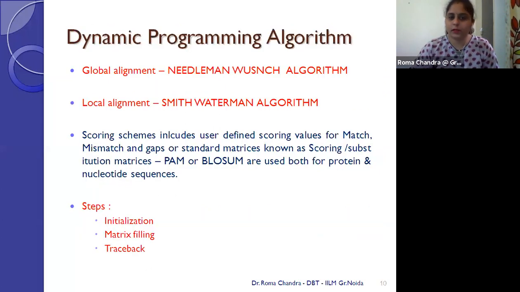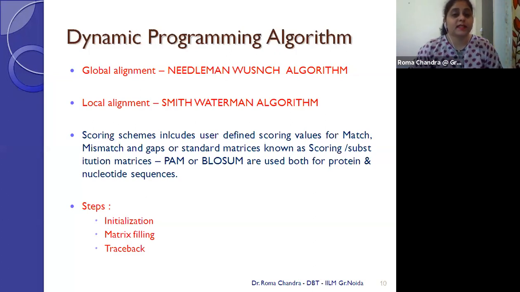Okay. So I told you about the Needleman-Wunsch and the Smith-Waterman, and I also told you that while calculating the alignment score, we will consider the scoring schemes. What I considered in the previous slide was a user-defined scoring scheme where I was just putting up values for matches, mismatches, and gaps. Or I can use the standard scoring substitution matrices like PAM and BLOSUM, the point accepted mutation matrix and the block substitution matrix. Both can be used for the same purpose.